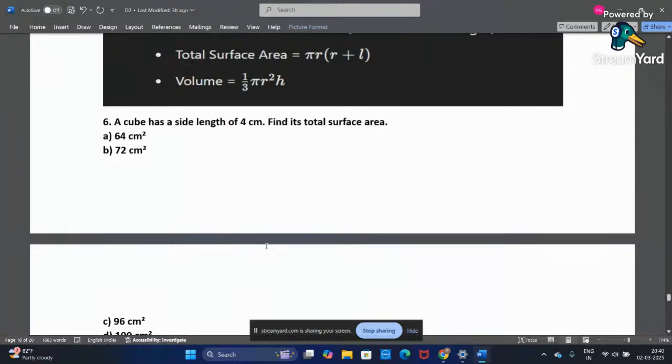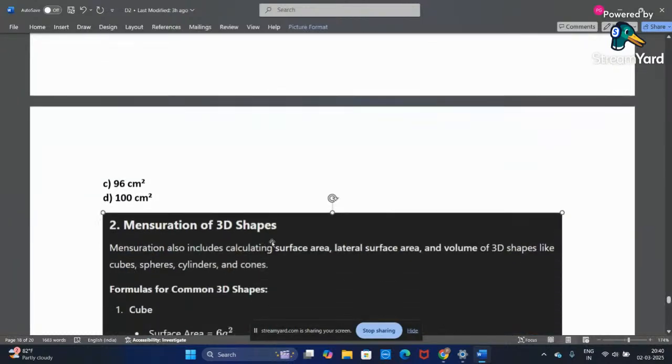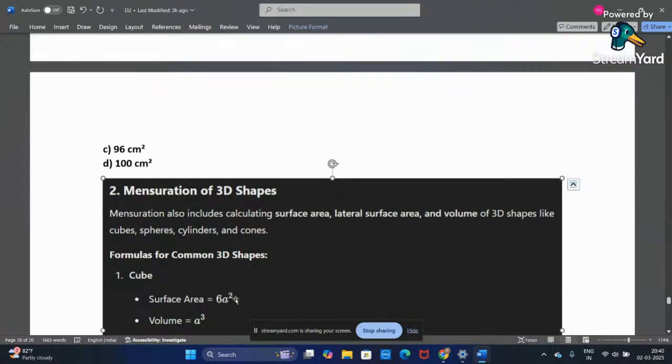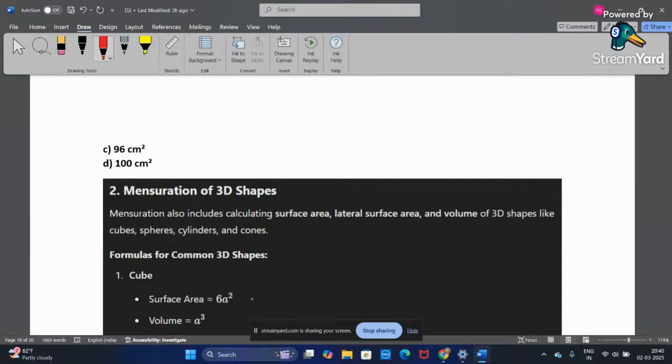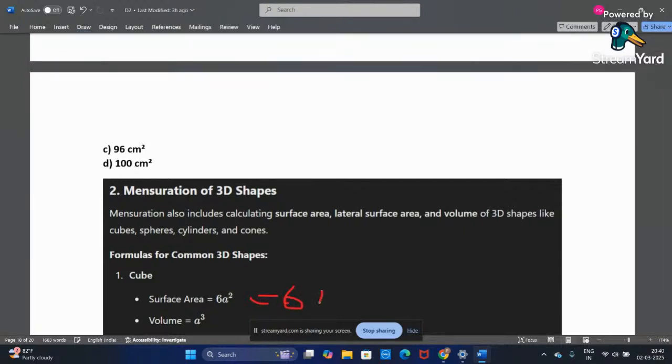Just substitute the a value. 6 into, what is a? It is 4 square. So 6 into 16, that means 96. So 96 centimeter square because everything is in centimeter. If they ask for volume, then the formula will be a cube. They're asking for surface area, so we have to use this formula.